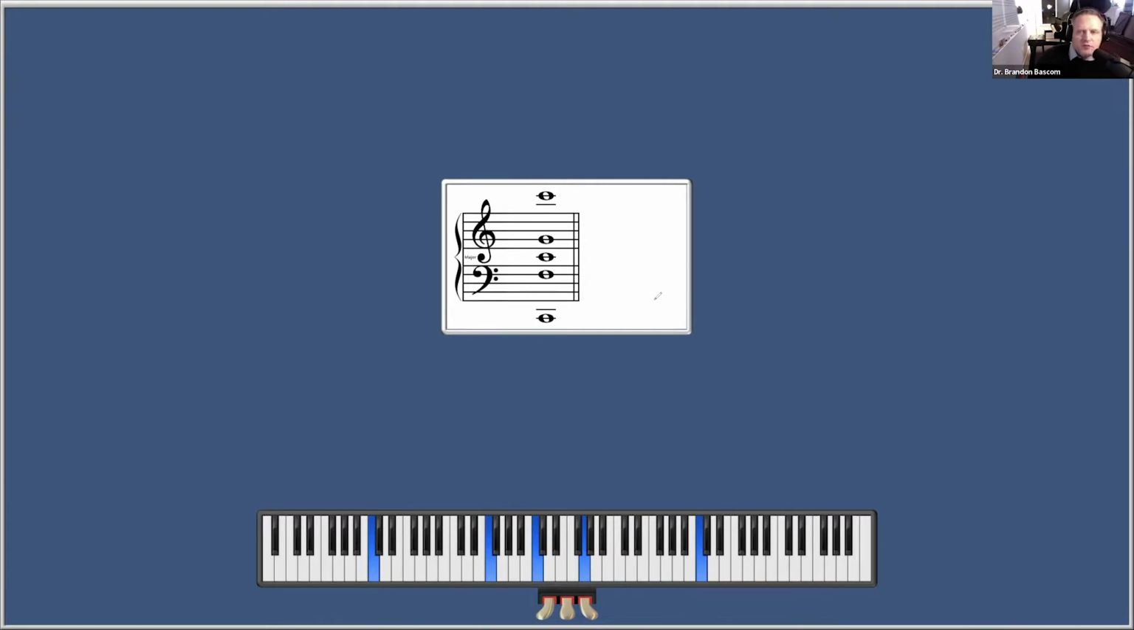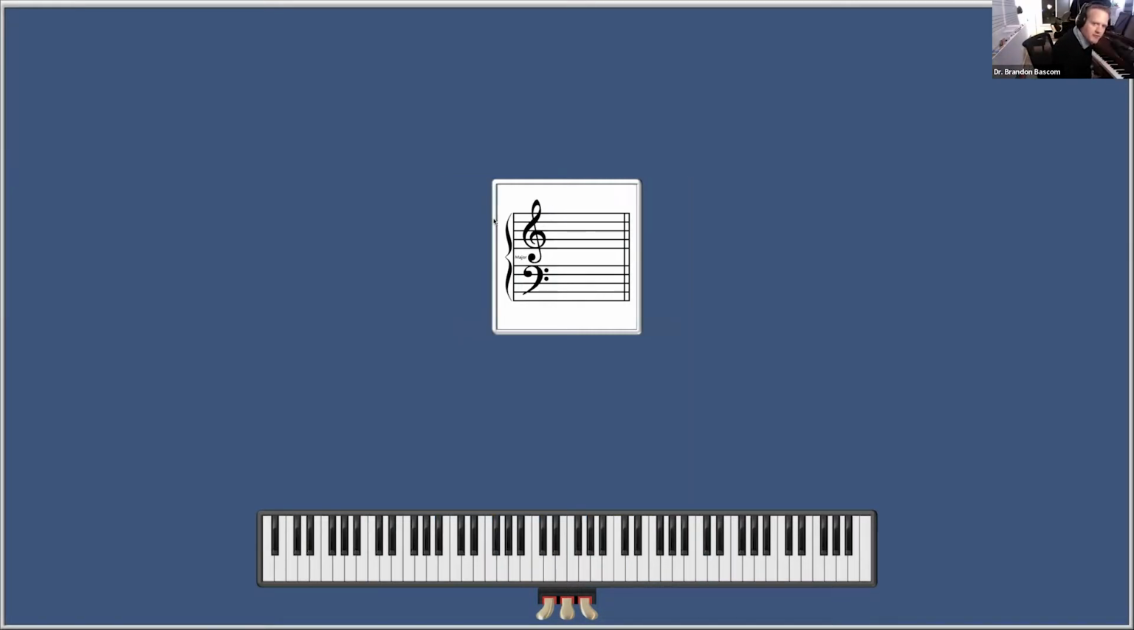The next 2 home notes are the hardest 2 home notes to remember. Top space E and bottom space A. So these are the 7 notes I use as guide notes or home notes.